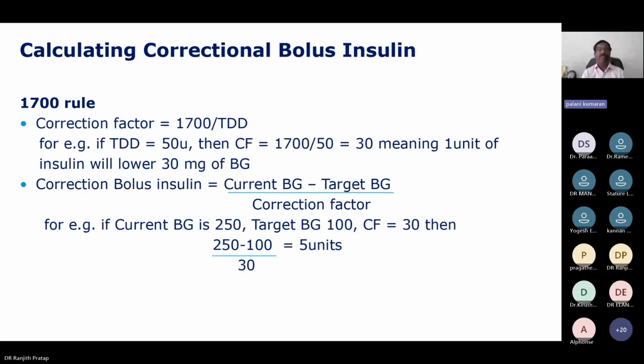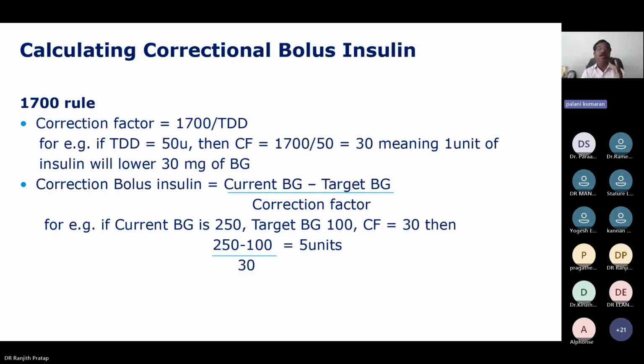So the correctional dose of insulin can be derived with this formula: current blood sugar minus target blood glucose, divided by the correctional factor. For example, if the current blood sugar is 250 and the target blood glucose we need is 100, and the correctional factor is 30, then 250 minus 100, divided by 30, is equal to 5 units. So you have to add 5 units along with the bolus prandial insulin at each meal.